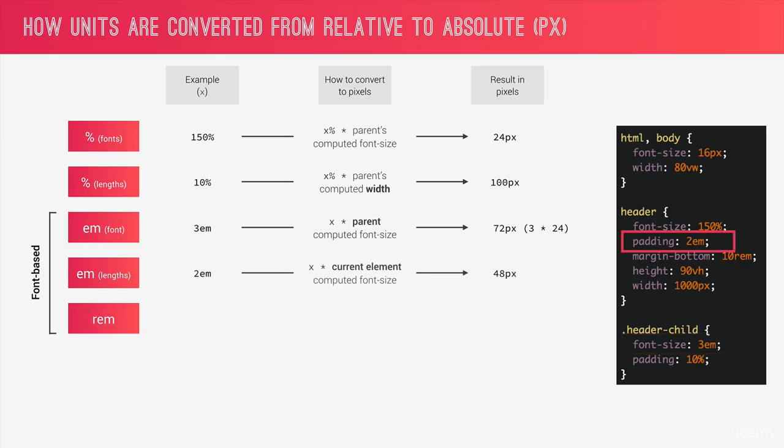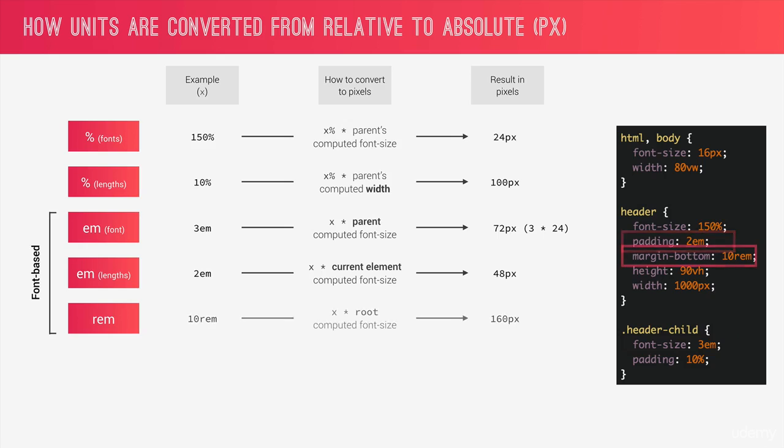The 2em padding on the header, since it's a length measurement, uses the font size of the current element as a reference. And we already know that's 24 pixels, and so 2em will result in a 48 pixel padding. Got it? It's a subtle difference, but an important one. So for fonts, the reference is the parent. For length, the reference is the current element.